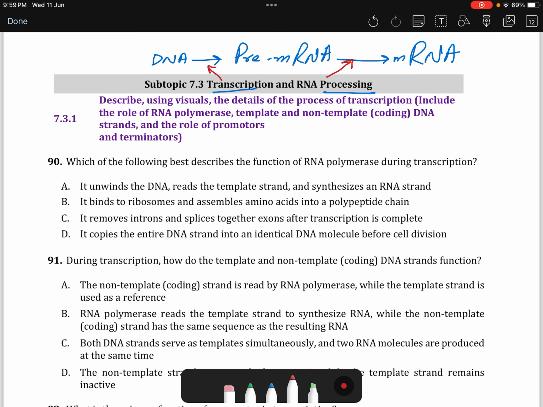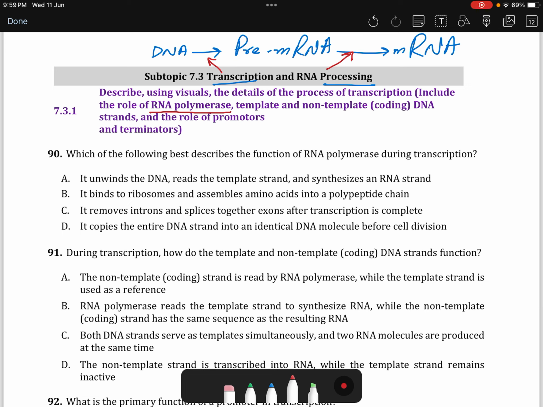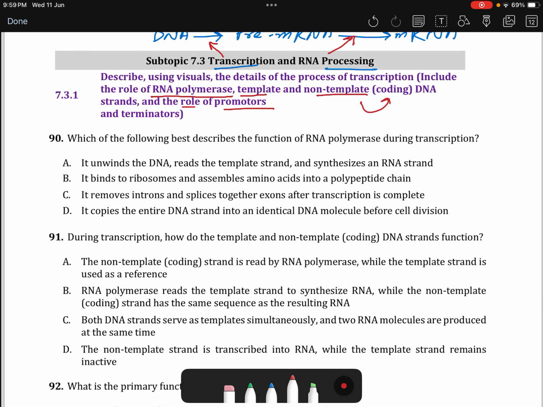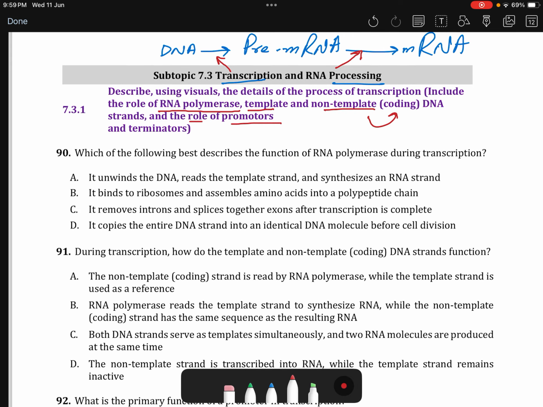Describe using the details of the process of the transcription. Include the role of the RNA polymerase. We know that RNA polymerase will join the new RNA nucleotides to the developing strand. Template and non-template coding DNA strands. Non-template is called the coding DNA strand, and the role of the promoters, which are the places where RNA polymerase binds. So at promoter, this is the place where RNA polymerase joins on the DNA, and terminators are the ones which will give the signal to terminate the process.